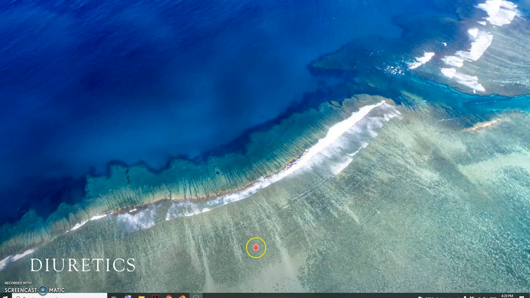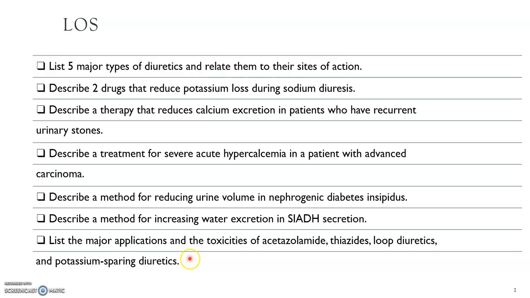So we're going to talk about diuretics in this talk. This is a very important topic in pharmacology. These are a list of possible learning objectives. This list is taken from Kazoo.